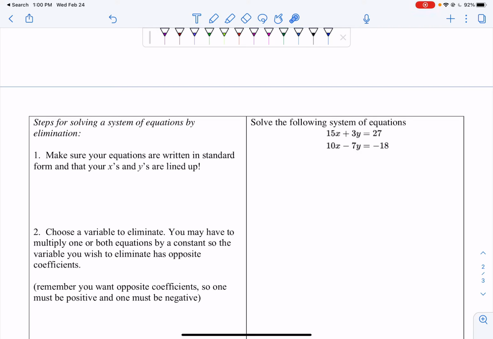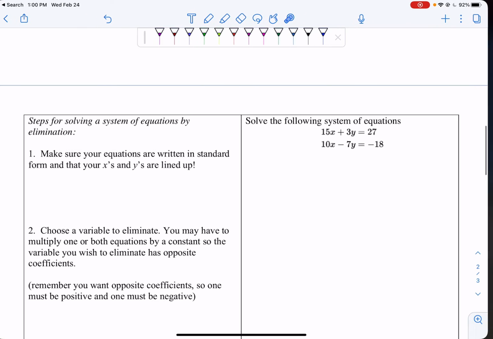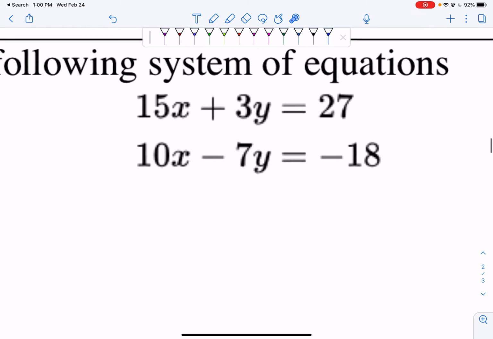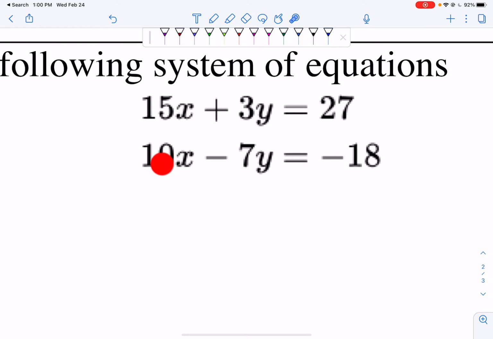You may have to multiply one or both equations by a constant so that the variable you wish to eliminate has opposite coefficients. So remember, you want opposite coefficients, so one must be positive and one must be negative. Ladies, I want you to work smarter, not harder. So if I look, my x's are both positive. That means if I want to eliminate an x, I'm going to have to multiply one of my equations by a negative coefficient. So now if I look at my y's, I have a positive 3 and a negative 7. This means that it will be easier to eliminate my y term, or my y variable.